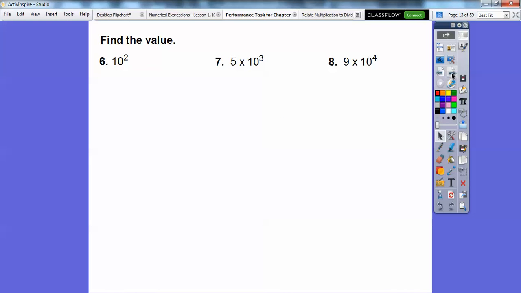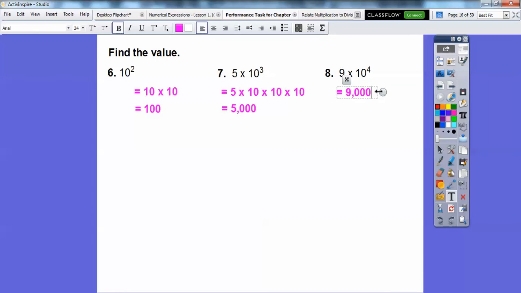All right, find the value. 10 squared is 10 times 10, or 100. 5 times 10 to the third is going to be 5 times 10 times 10 times 10, which is 5,000. You can just think about it, you guys. This is this number right here with this many zeros. If it's times 10 to a power, then you just add that many zeros. Let's use that on this one here. This one's 9 times 10 to the fourth, so this one's going to be a 9 with 4 zeros. Whoops, that's only 3 zeros. I goofed on that one. A 9 with 4 zeros. There should be another 0 right there, and that comma shouldn't be there. It should be right there.